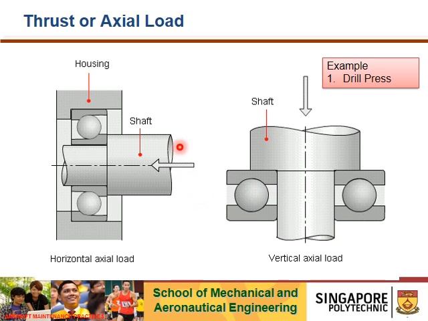So is this a thrust or axle load? If you recall, the loading based on these arrows is parallel to the axle of the shaft, so this is an axle load. If you look carefully, it's parallel with the axis. So yes, this is a horizontal axle load and this is a vertical axle load.